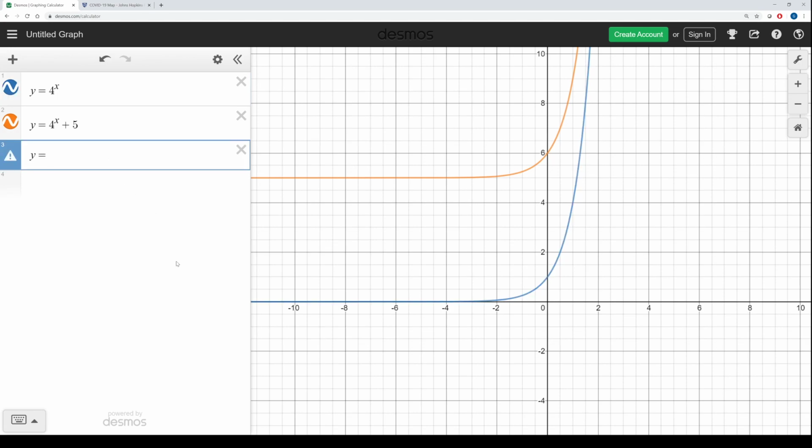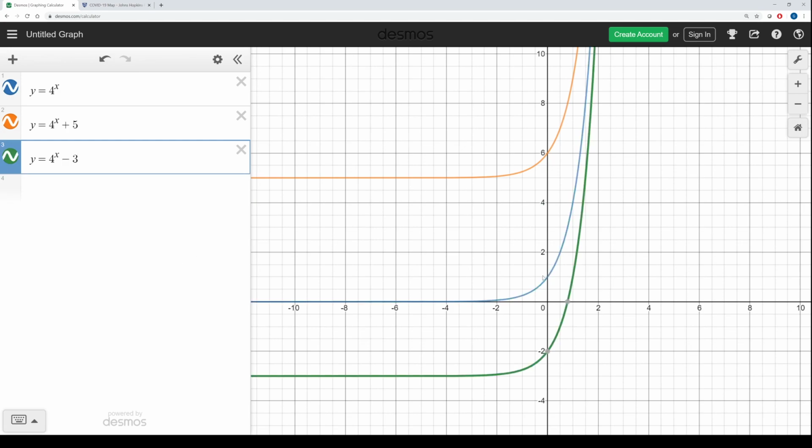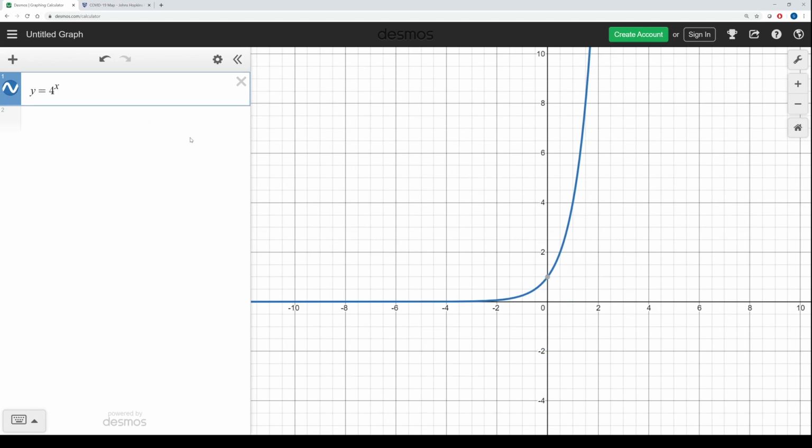Well, we need our original y equals 4 to the x power. And then we just subtract 3 at the end. And that should shift everything down 3 units. And it does. Okay. So you can shift this basic curve up or down however many units you would like just by adding or subtracting at the end. Okay. So we are able to change the shape, and we can shift up or down.